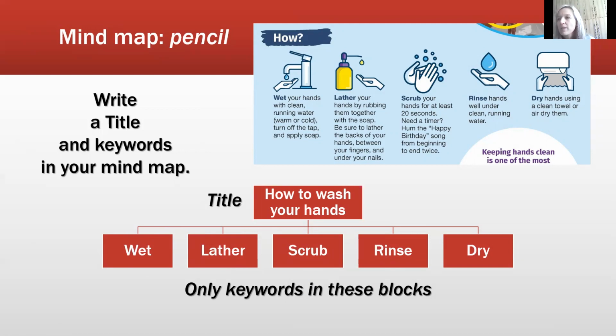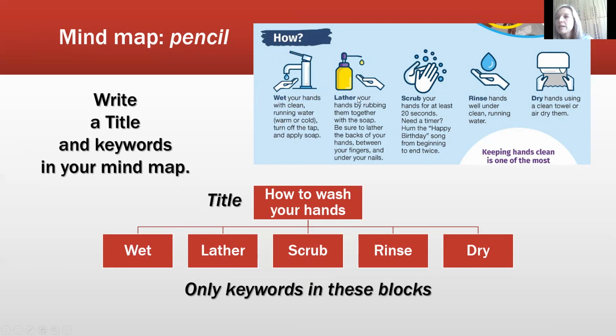Let's have a look. How to wash your hands. My teacher wants me to write a summary about how to wash your hands. My first word is wet, because that is the key message that this first picture wants to tell me. Wet your hands with clean running water, warm or cold, turn off the tap and apply soap. So the first step is I need to wet my hands. That's why I wrote down wet.